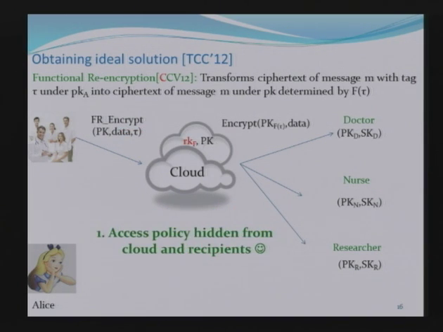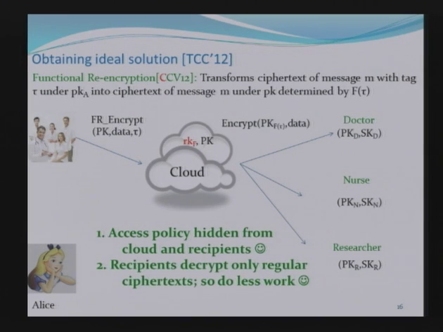Okay, so a couple of advantages of our solution is that the access policy is hidden from the cloud and the recipients. And note that recipients are decrypting only regular ciphertexts over here. Since the recipients had a public key, secret key pair, which they normally used for encryption operations, and they were decrypting only those kind of ciphertexts, there was nothing dependent on Alice's access policy. So all the heavy work is done by the cloud.